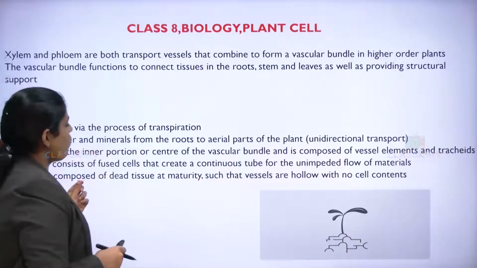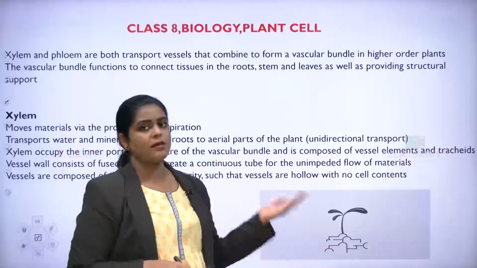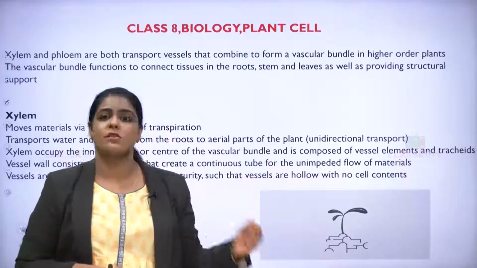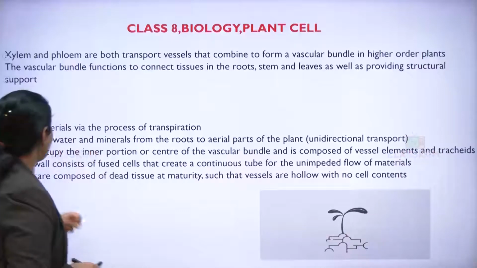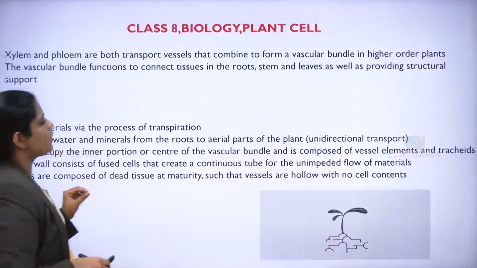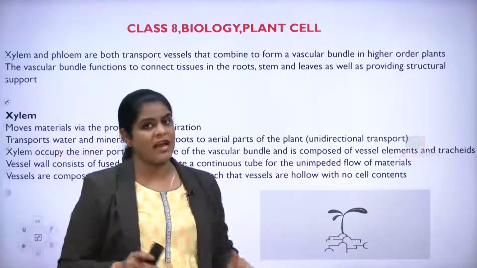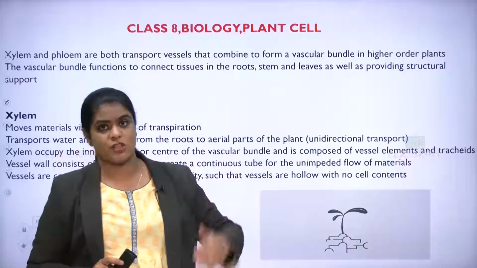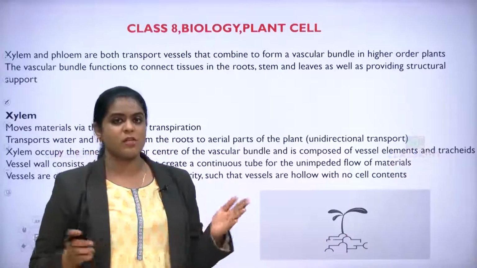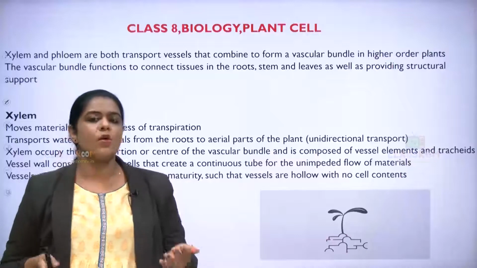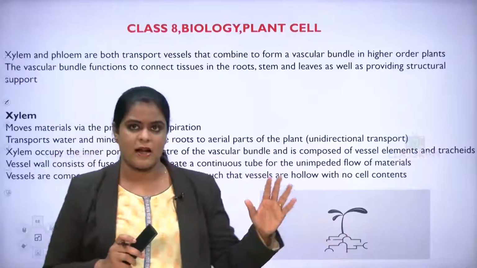Now xylem, what is the process through which the xylem is able to work? That process is called transpiration. Alright, it transports water and minerals from roots to aerial parts of the plant and it's unidirectional. So, it is single directional, downward to upward direction because we are watering the roots. So, water goes from roots to all parts of the plant.